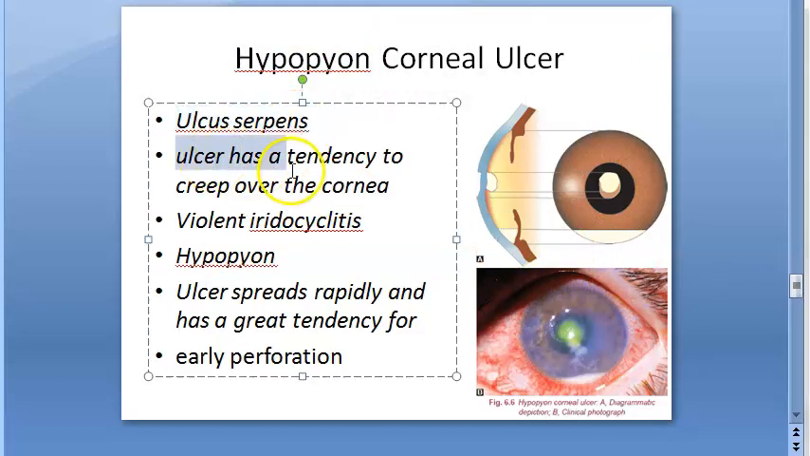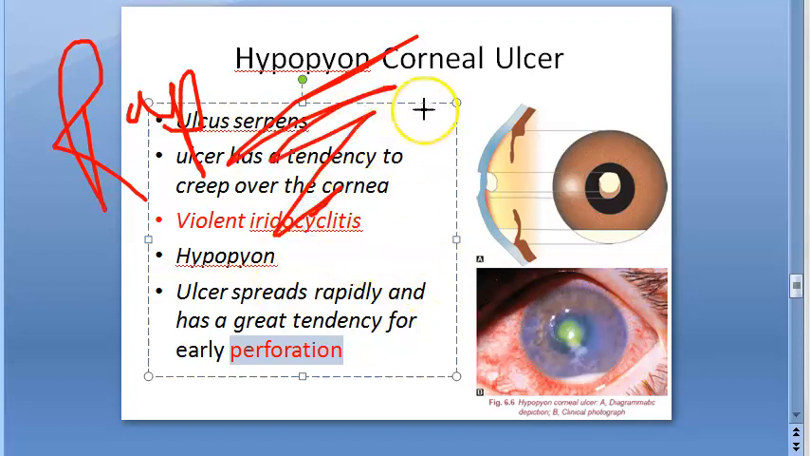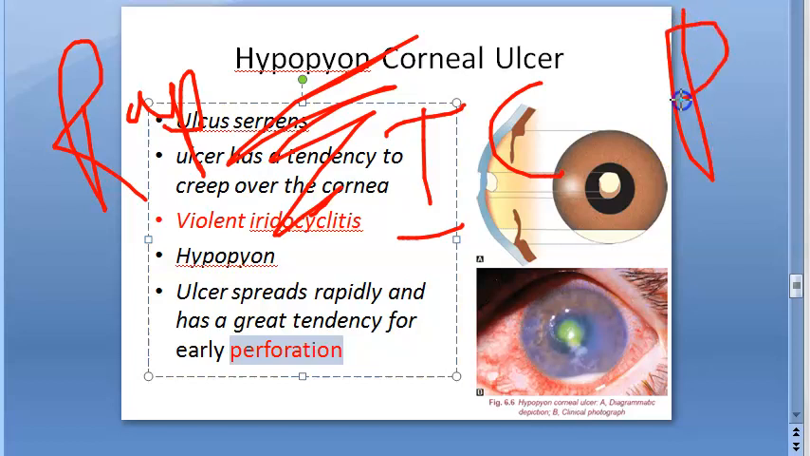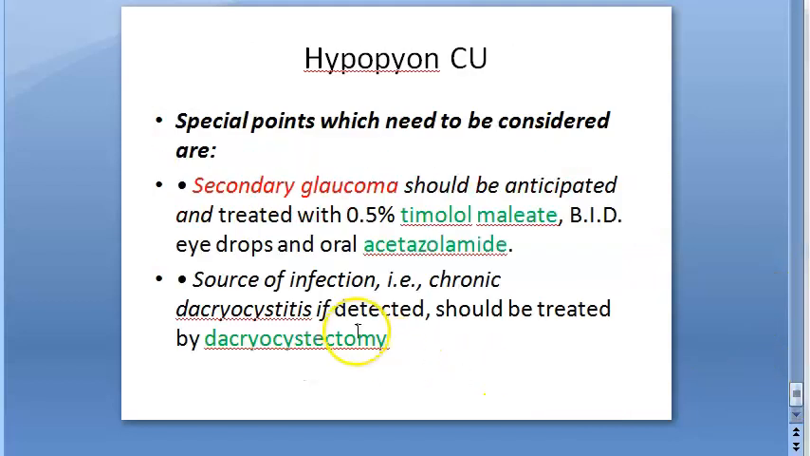It's called ulcus serpens. It has a tendency to creep over the cornea. The ulcer has a tendency to creep over the cornea. It can lead to violent iridocyclitis. The ulcer spreads rapidly and has a greater tendency for perforation. So what all are they telling here? This one is spreading very rapidly. It can creep over the cornea. It can cause violent iridocyclitis, and there is greater chance of perforation. Also, they said secondary glaucoma, right? So basically treat the source of infection, that is treat the lacrimal sac. You can remove the lacrimal sac, which they are calling dacryocystectomy.